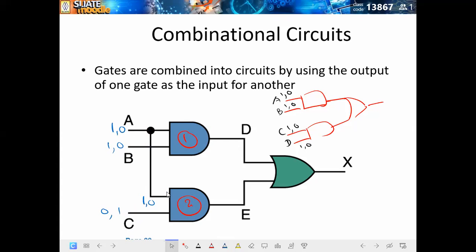Right. Then we will see the truth table for this combinational circuit.